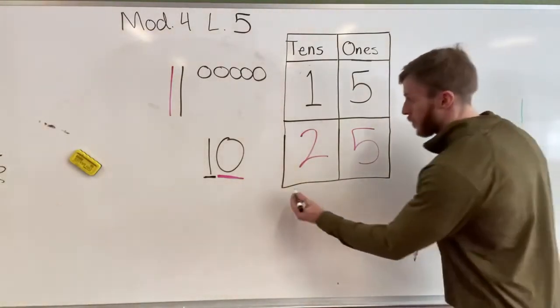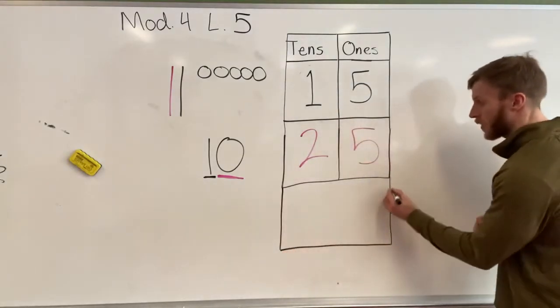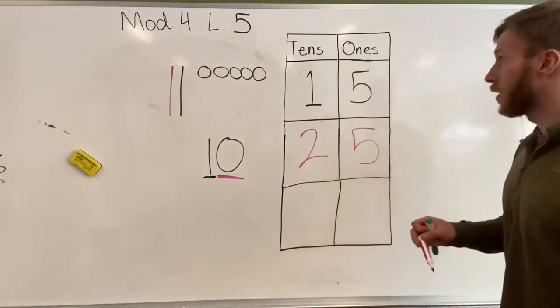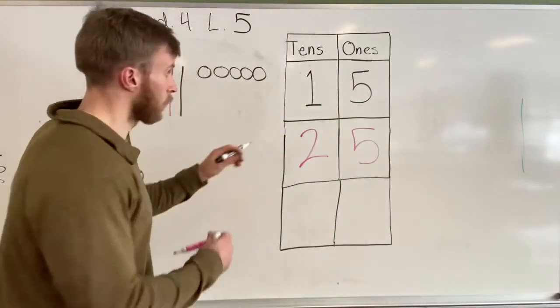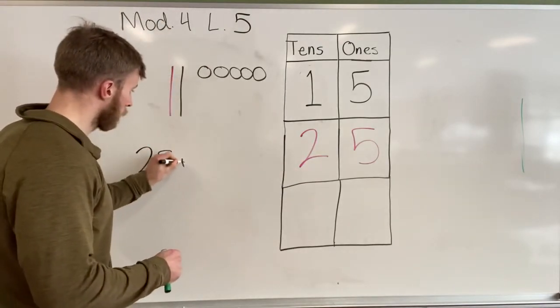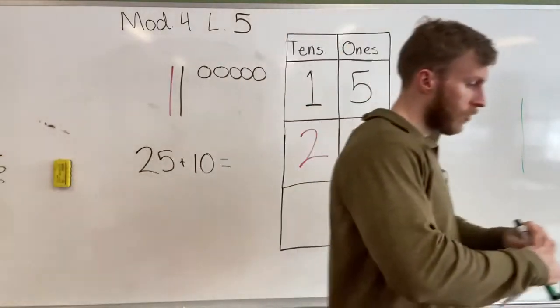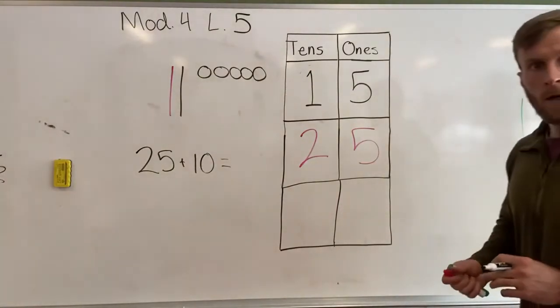Let's do another one, but I'm gonna start with 25. I'm gonna make my place value chart even bigger, just so we can see all the numbers. Now, hold on. I wanna do 25 plus 10. Okay? 25 plus 10. How am I going to do this?